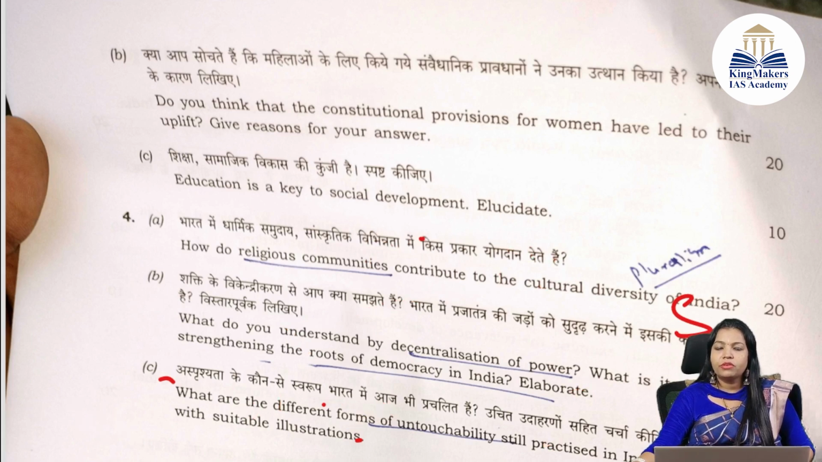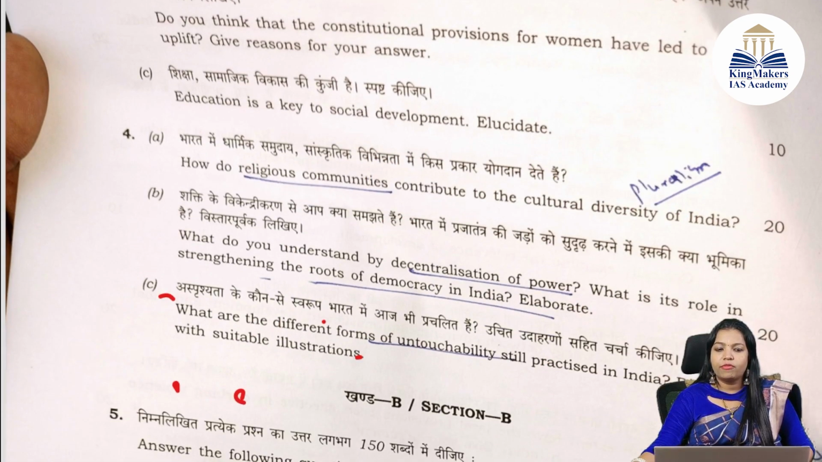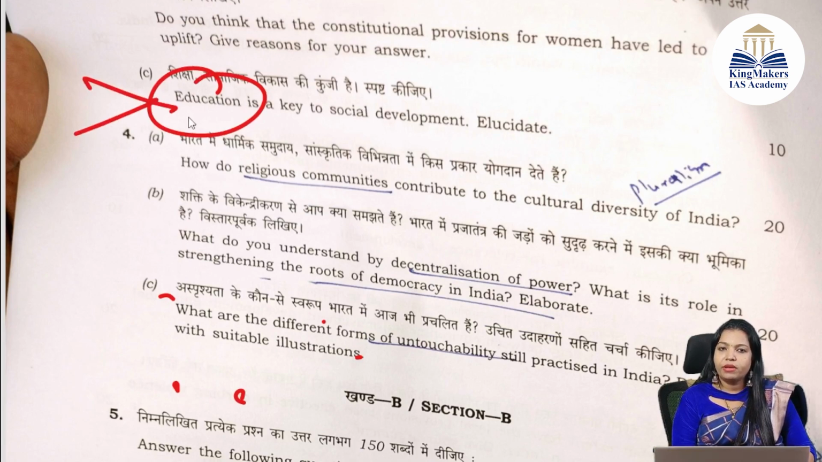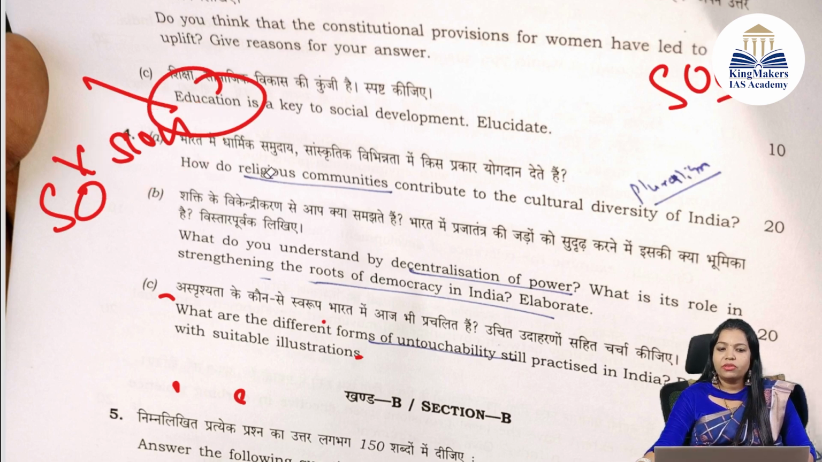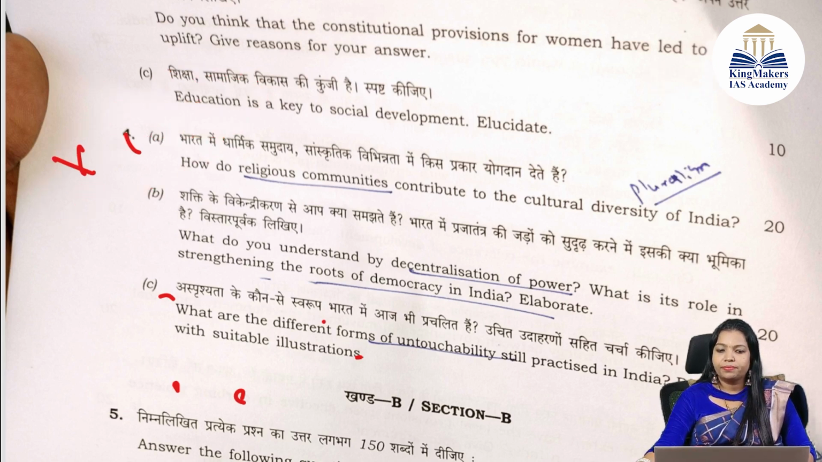The next question was: education is a key to social development, elaborate. See, this question is straight away asked from our Social Change, Paper 2, Section C, the vision of social change. Even in Paper 1 we have social change, education as social change. Now, first, the structure: how to make an answer. Education is a key to social development.